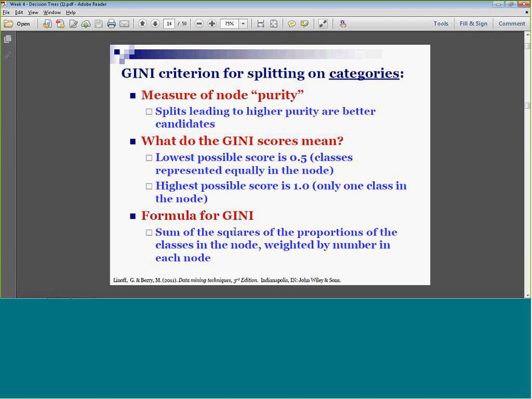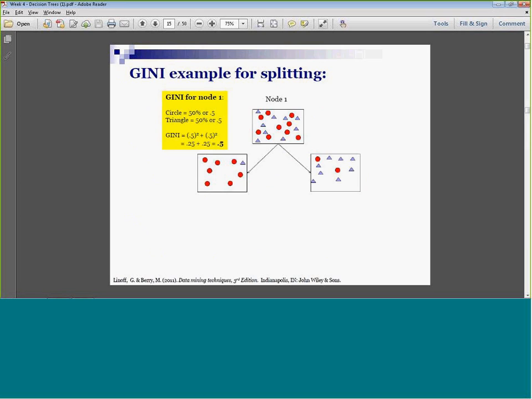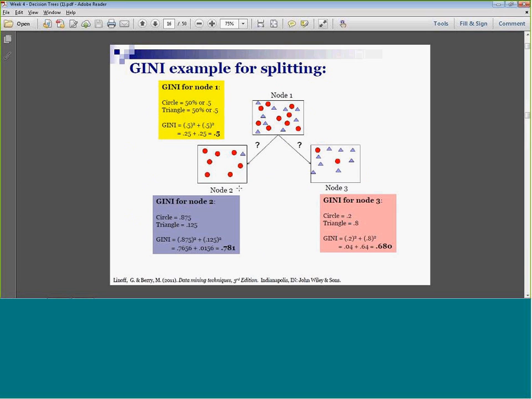Let's go back to this. Squares are the proportions. So what's the proportion? 7/8, or 0.875 circles, and 1/8, or 0.125 triangles in node 2, right? What do we do with those proportions? We square them. So 0.875 squared is 0.7656. 0.125 squared is 0.0156. We add those together, and we've got 0.781. Okay? That's the Gini for node 2.